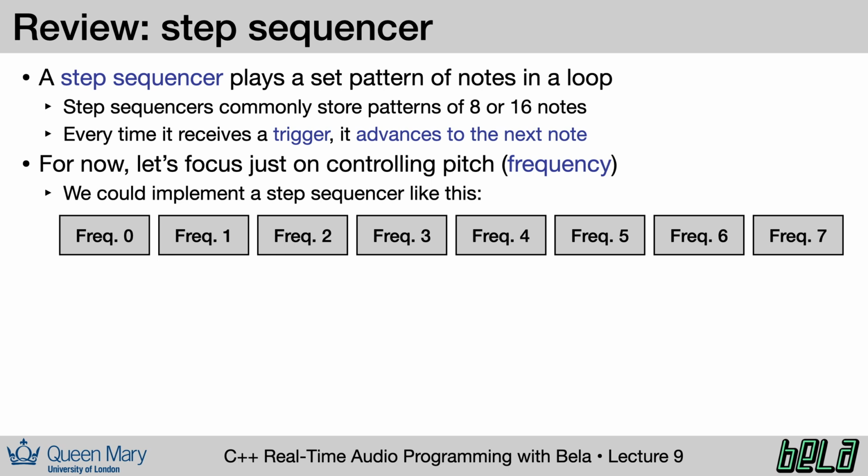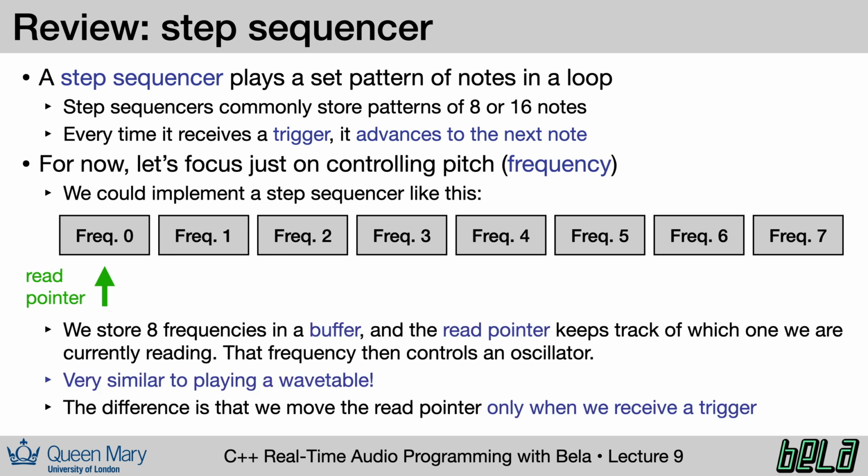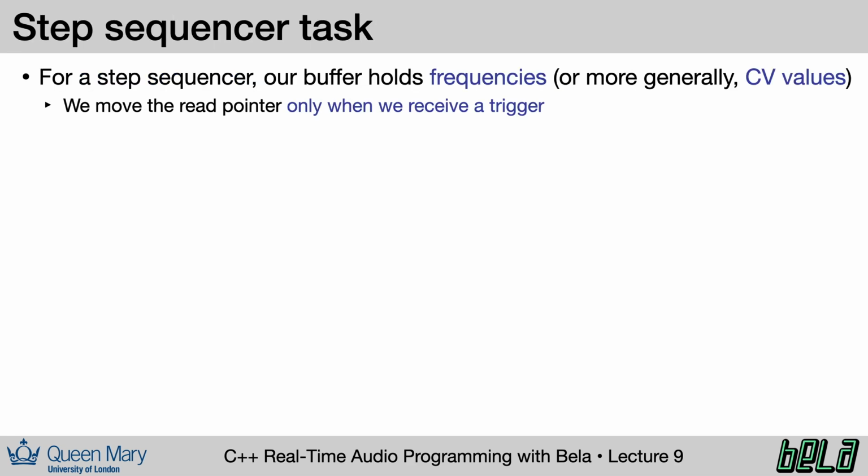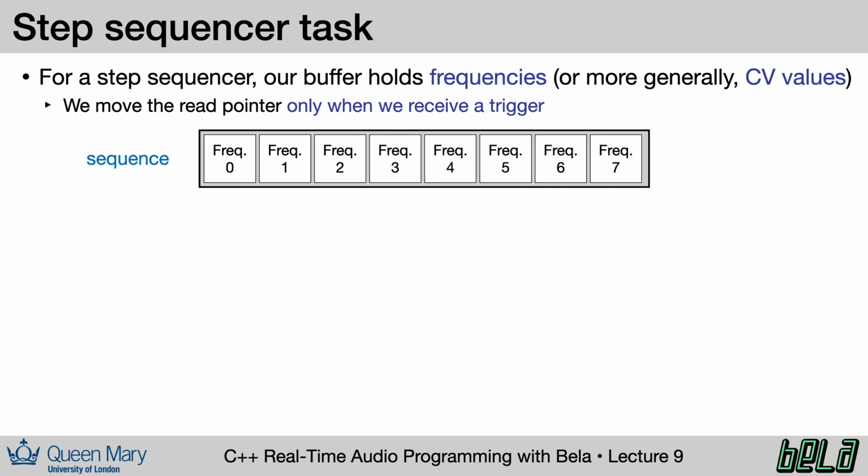The way we implemented this in Lecture 7 was with a series of values stored one after another in an array and a read pointer to tell us which value we're looking at right now. We saw before that this structure was very similar to what we needed for a wavetable oscillator, the main difference being that the read pointer only moved when we received a trigger and not every sample. Our step sequencer today will start very similarly to before, in that we'll have a buffer holding a series of frequencies, and we will move the read pointer when we receive a trigger, like this.